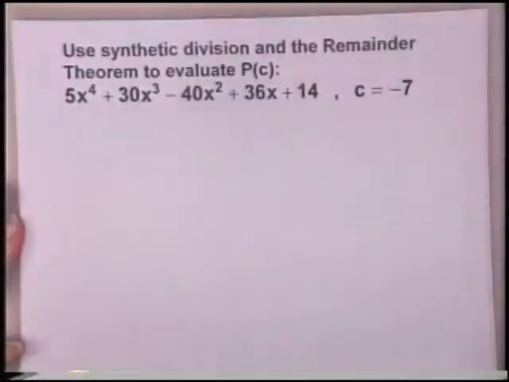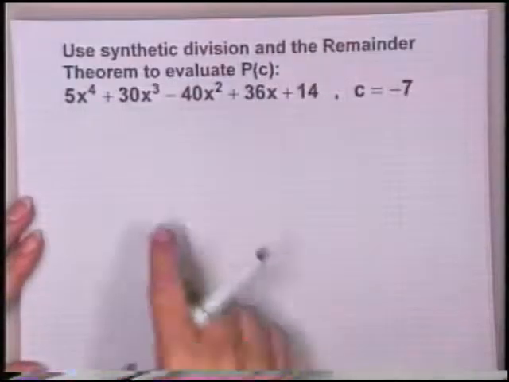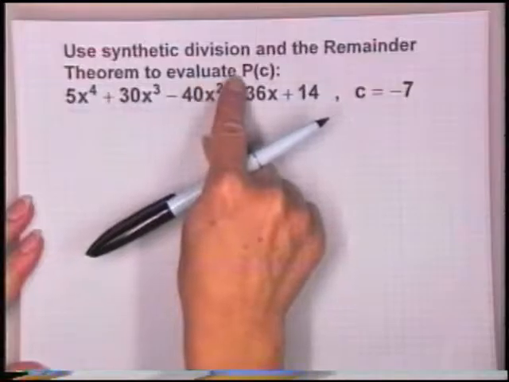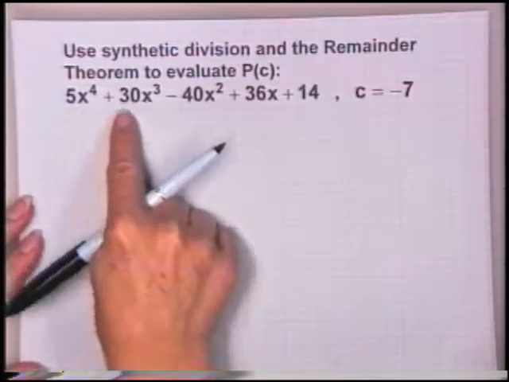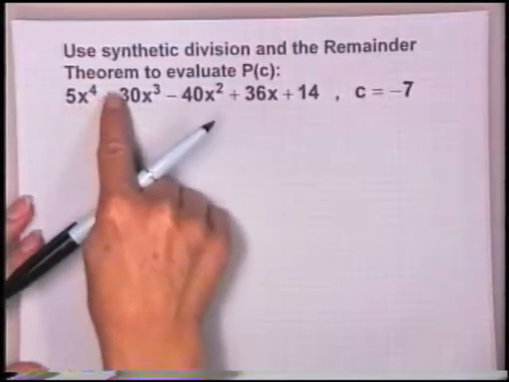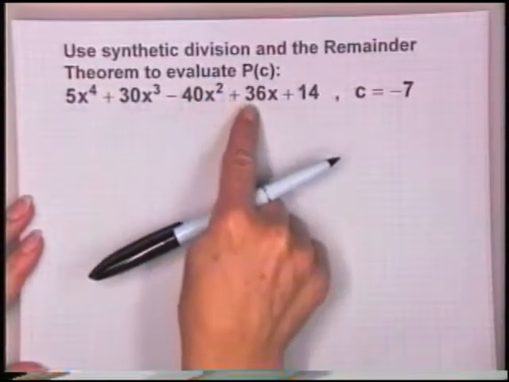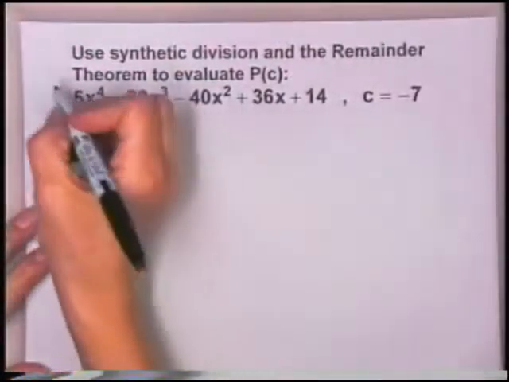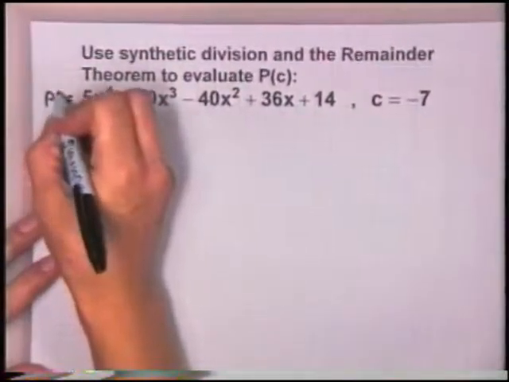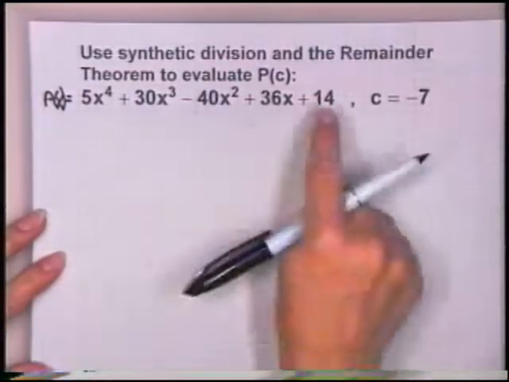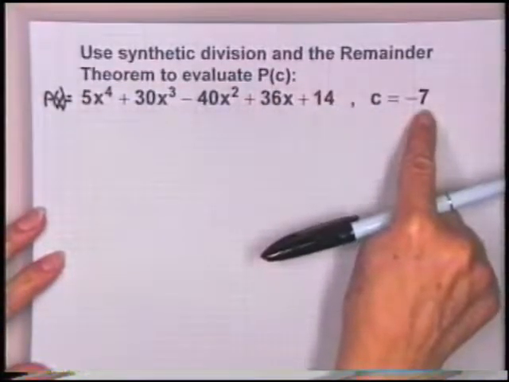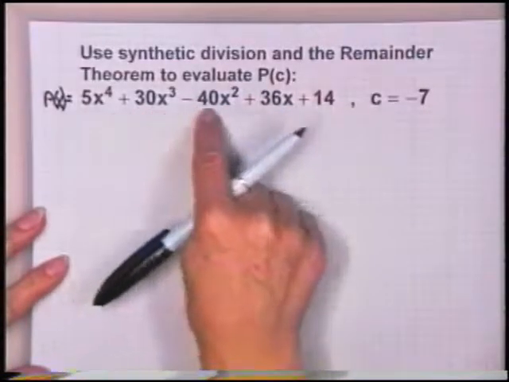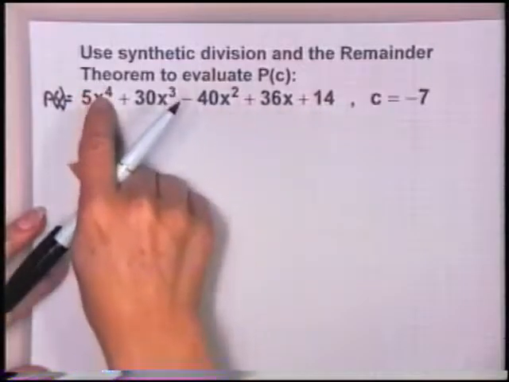Now, let's look at this next example that has to do with the remainder theorem. This says to use synthetic division and the remainder theorem to evaluate P of c. Now, here's this polynomial, okay? 5x to the fourth plus 30x cubed minus 40x squared plus 36x plus 14, okay? Now, if you want to, you could say this is my polynomial in x. This is P of x. So, to find P of c, where c is negative 7, what that means is substitute negative 7 for x. Well, now, if you think we had a hard time a while ago, think about doing this.